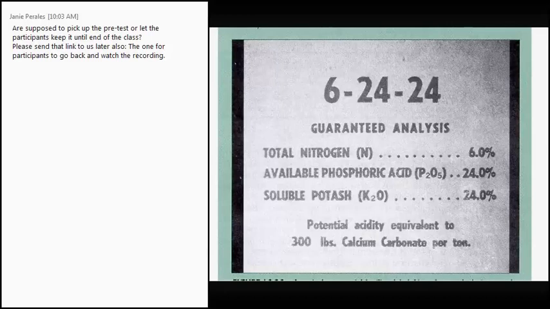Now, notice that there's another part to this on this particular label. It says potential acidity equivalent to 300 pounds of calcium carbonate per ton. So when we add sources of nutrients, whether it be organic or inorganic, most of the time we are adding acidifying materials to the soil. So the net reaction of almost every nutrient that we apply, whether it be organic or inorganic, will give a net acidifying process to the soil. So in this particular case, this analysis that was on the bag of fertilizer, and this usually comes on there, tells you how much acid will be generated from those sources of nutrients.